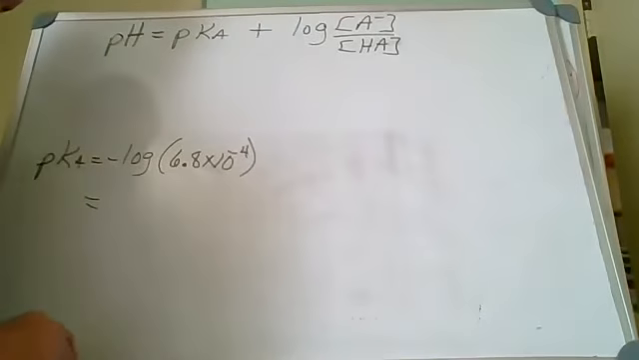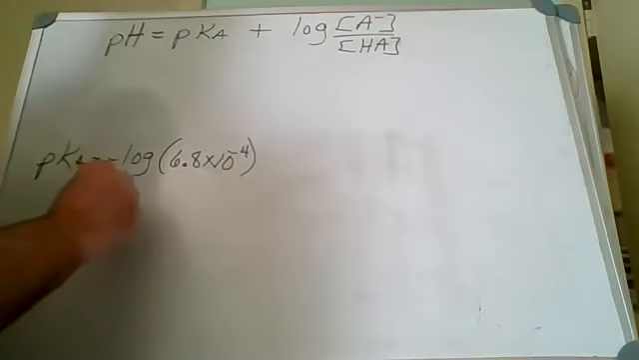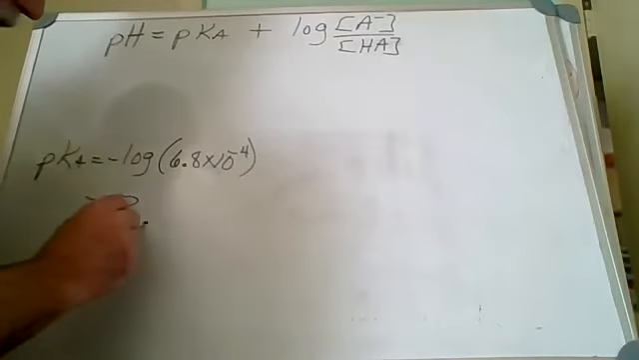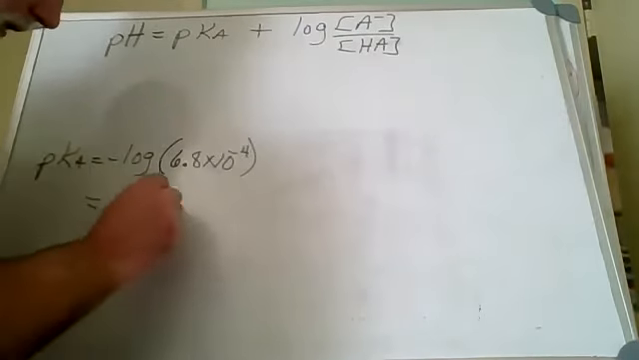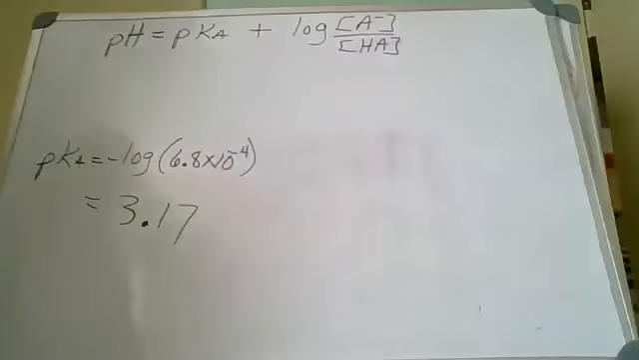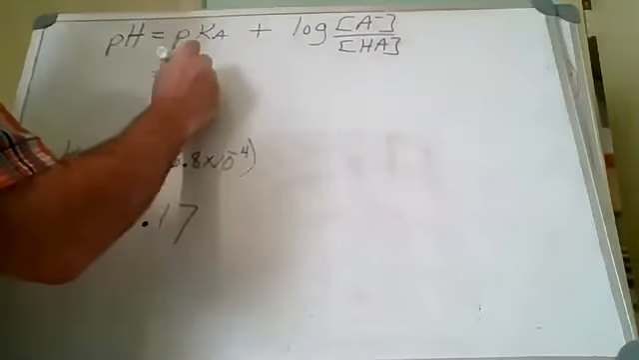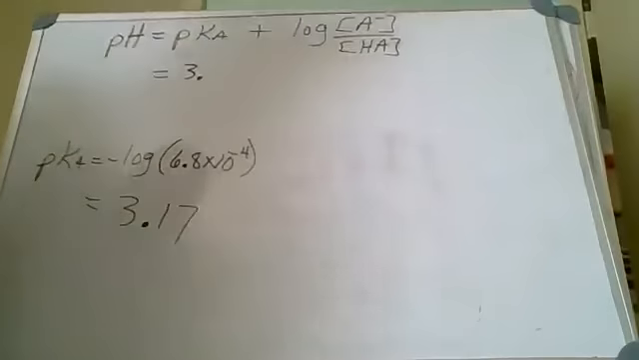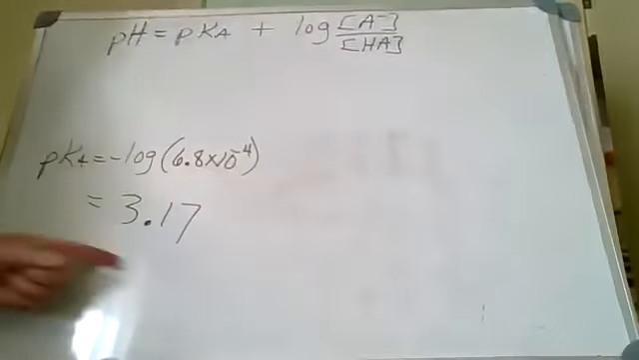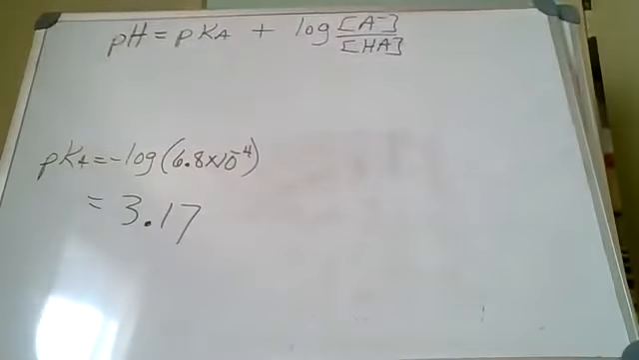All right, so 6.8 times 10 to the 4th, negative log, so that's 3.17 after rounding. Right? So we can write back up here. Actually, I'm going to skip some space here. We'll let you copy that down.